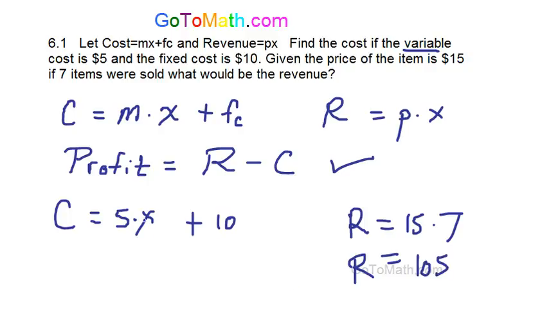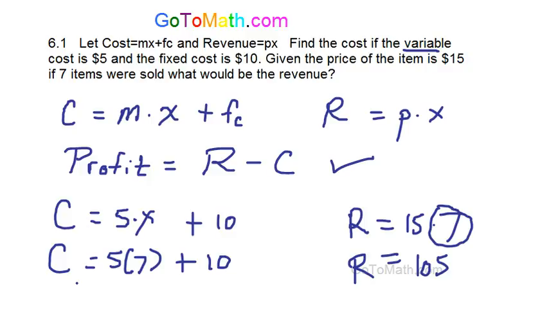Now, we don't really have enough information over here to find the cost. However, if we sold 7 items, let's say that we had to make 7 items. All right. And what is our cost? That's going to be 35, plus 10, so that's $45, right? It cost $45 to make 7 items.